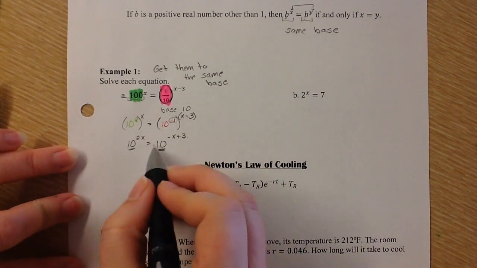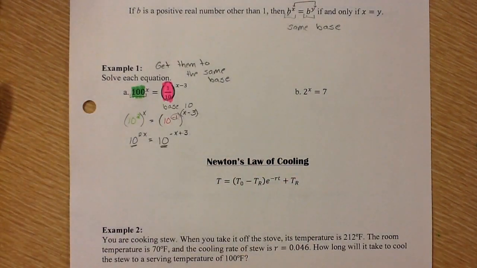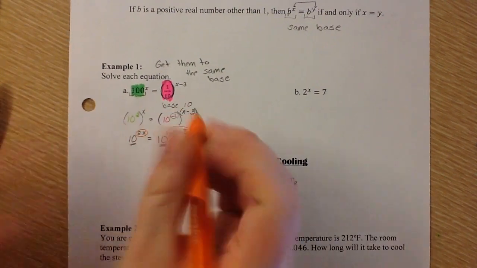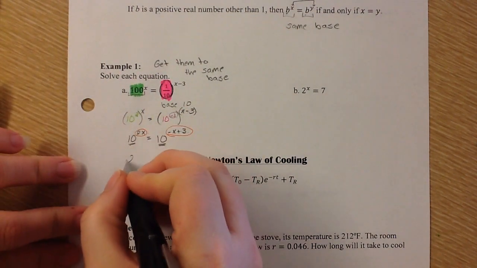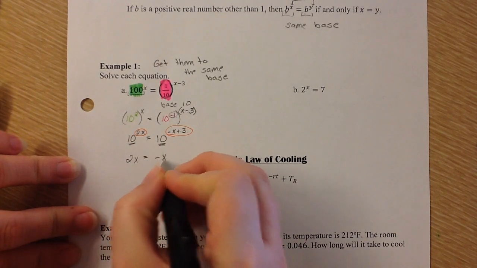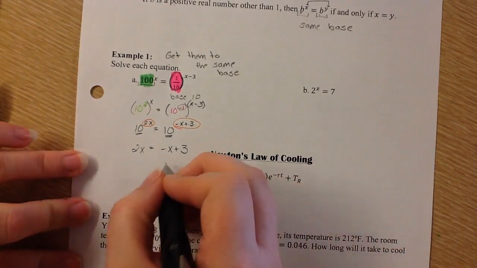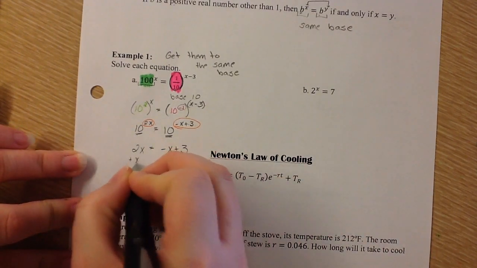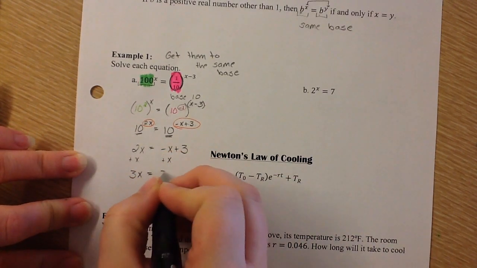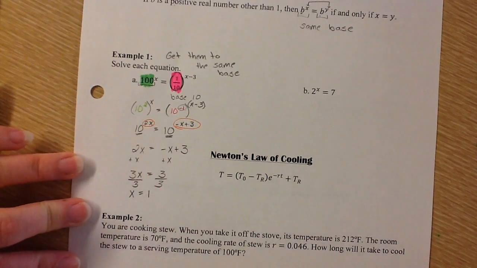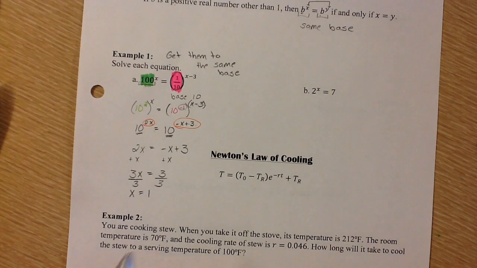These can only be equal when their exponents are equal. So what we're going to do is take these exponents and set them equal to each other. So 2x equals negative x plus 3. And now we'd solve this just like a linear equation. I'm going to add the x to both sides. 3x equals 3. Divide both sides by 3. x equals 1. And then we always want to go back and check it.